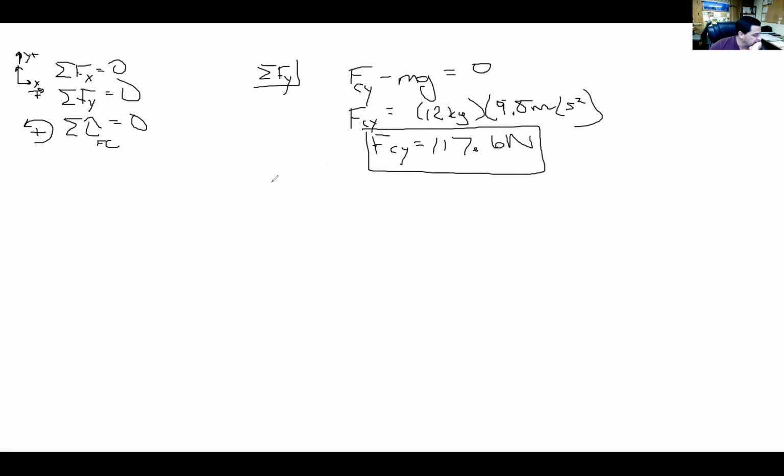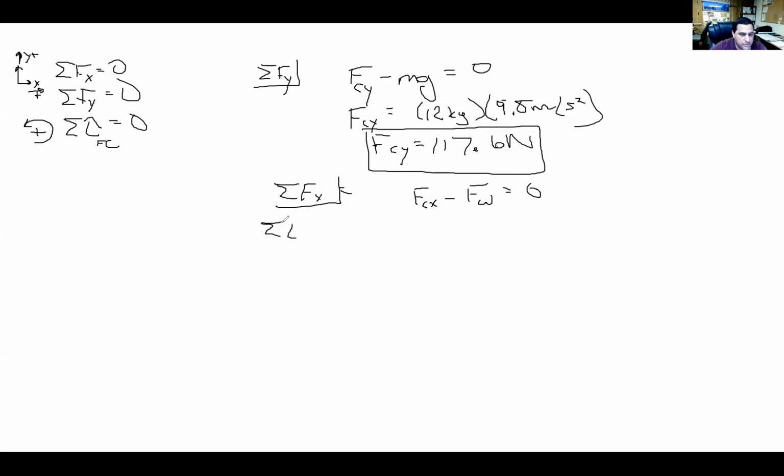If we do sum of forces in the X, I would have my reaction force for C in the X. The weight of the ladder doesn't act at all. So that's equal to the reaction, and you have the negative reaction force at the wall. So that makes sense. They're equal and opposite.